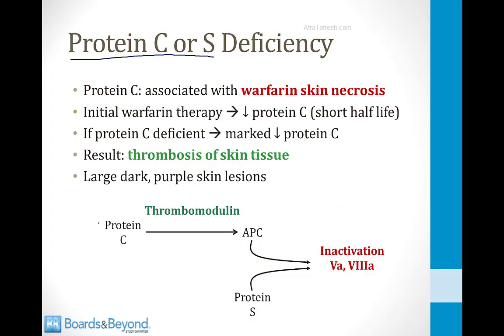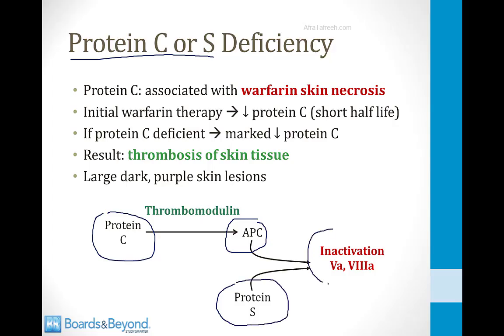As I mentioned a few slides ago, protein C is activated to become activated protein C. It combines with protein S as a cofactor, and together they inactivate factors 5A and 8A. So if you are deficient in either protein C or protein S, you will be unable to normally inactivate these two clotting factors, and that leads to a hypercoagulable state. One of the most important things to know about a protein C deficiency is that it's associated with warfarin skin necrosis.